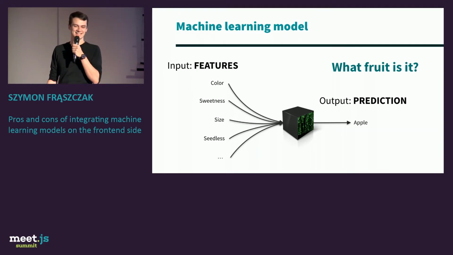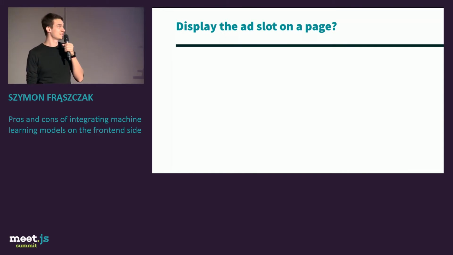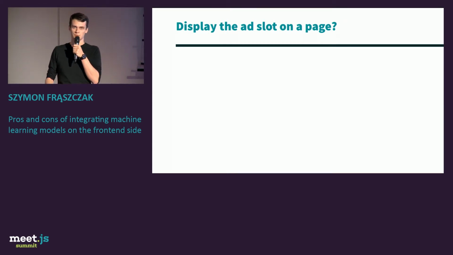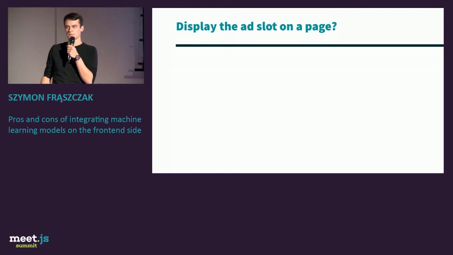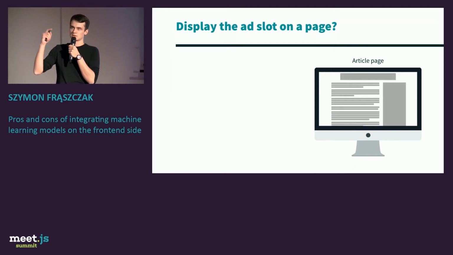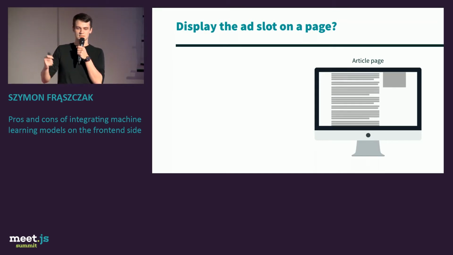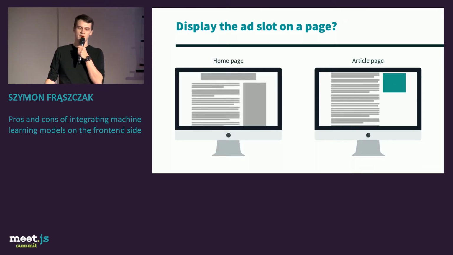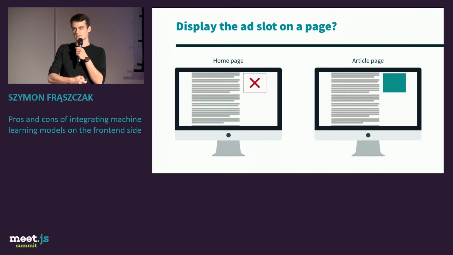Cool. So let's get back to our agenda and our MVP. In our first project, we wanted to predict whether an ad slot is going to be displayed on a page. And in FANDOM, we have two main types of pages. The first one is the article page. And on this type of page, in order to display the ad slot, the user has to scroll down to a certain position. The second type is the home page.